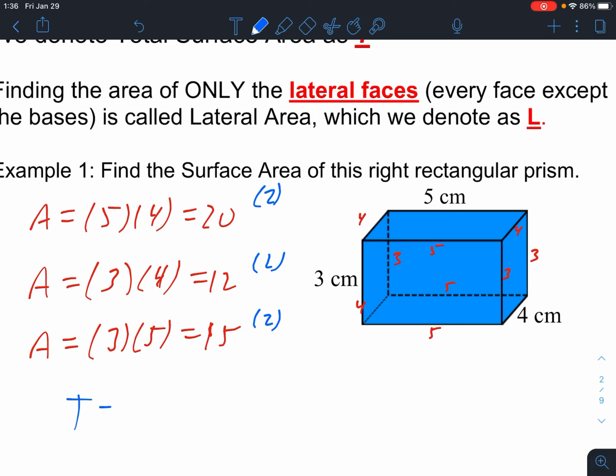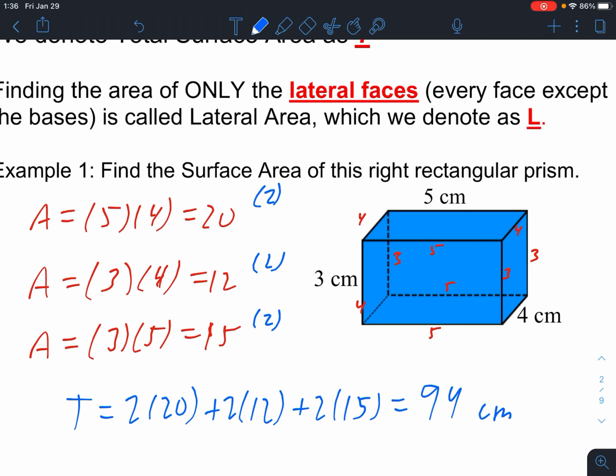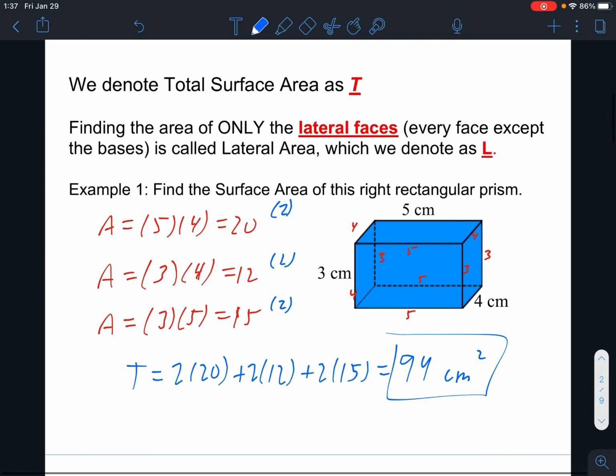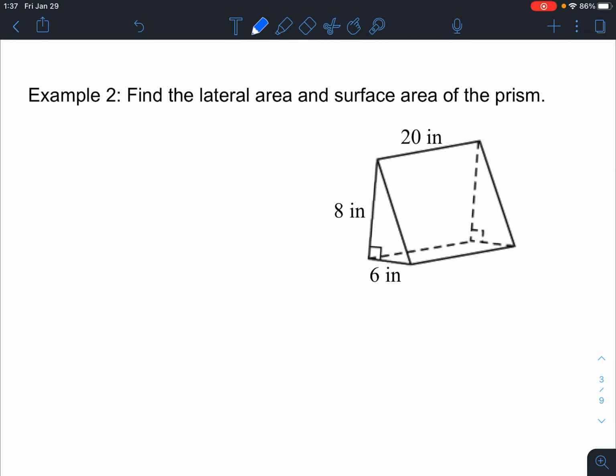So for our total area here, we're going to do 2 times 20 for the top and bottom, 2 times 12 for the left and right, and 2 times 15 for the front and back. That would give us a total of 94 square centimeters. Okay, you could also have actually found all 6 sides, but you'd end up finding 20, 12, and 15 twice.